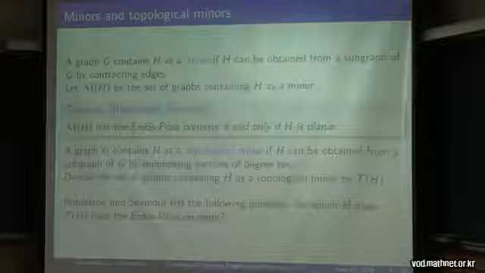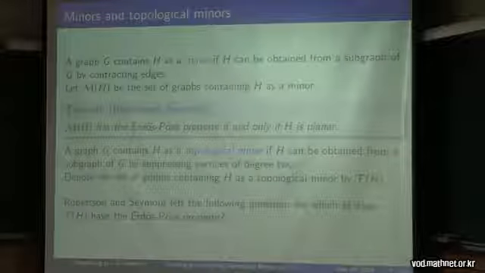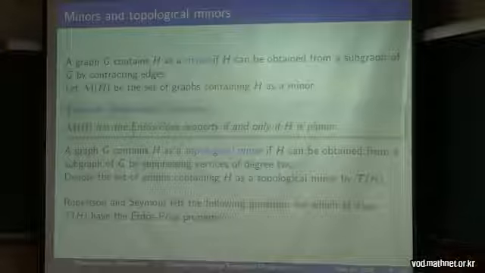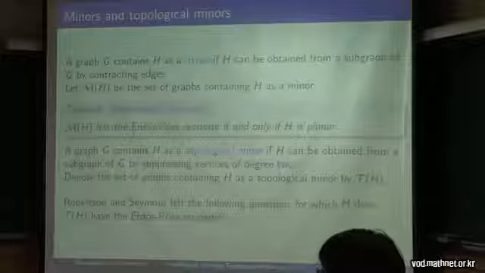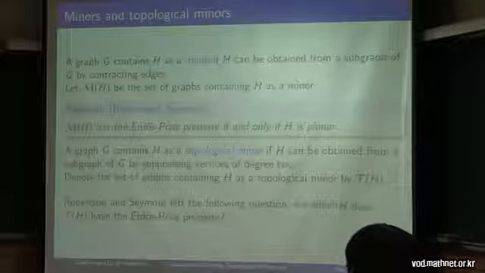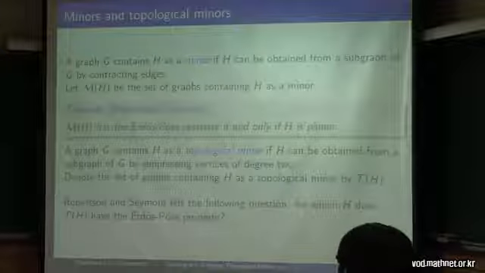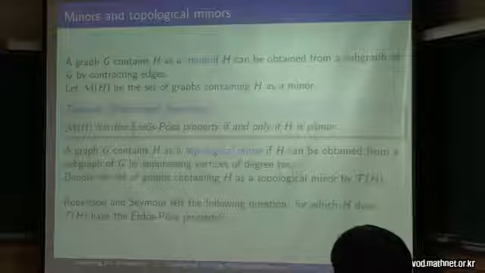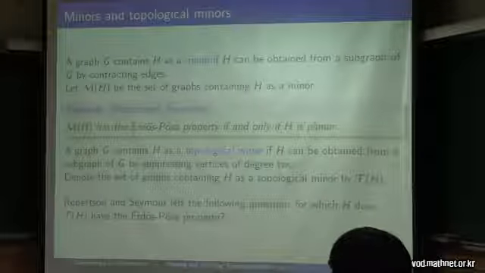Okay, but in this talk, we'll consider some other graph containment relation similar to the minor relation. One case is the topological minor. We say a graph G contains H as a topological minor if H can be obtained from a subgraph of G by suppressing vertices of degree 2. It's closely related to the minor relation, because one example is the Kuratowski theorem.